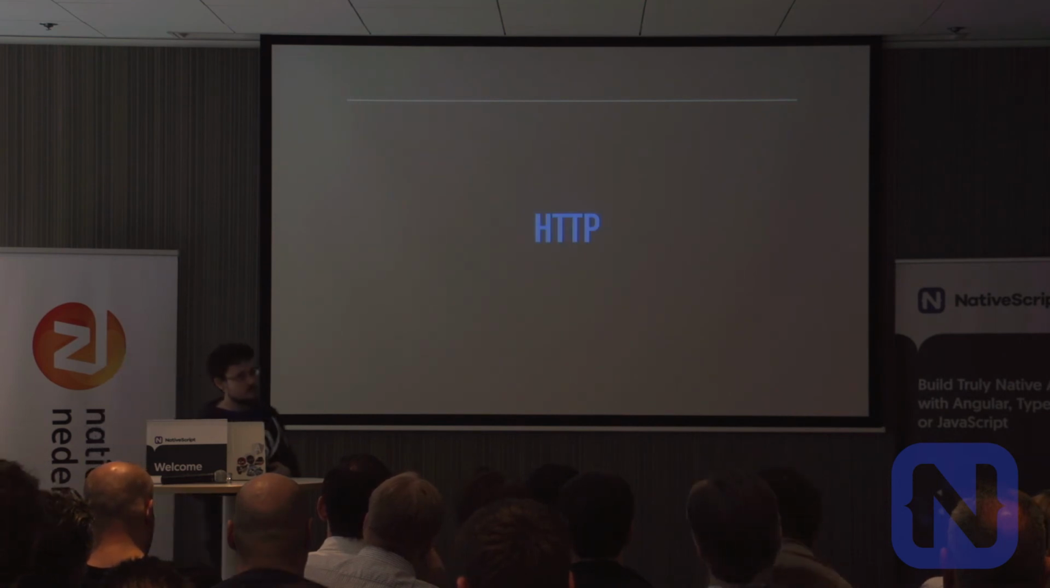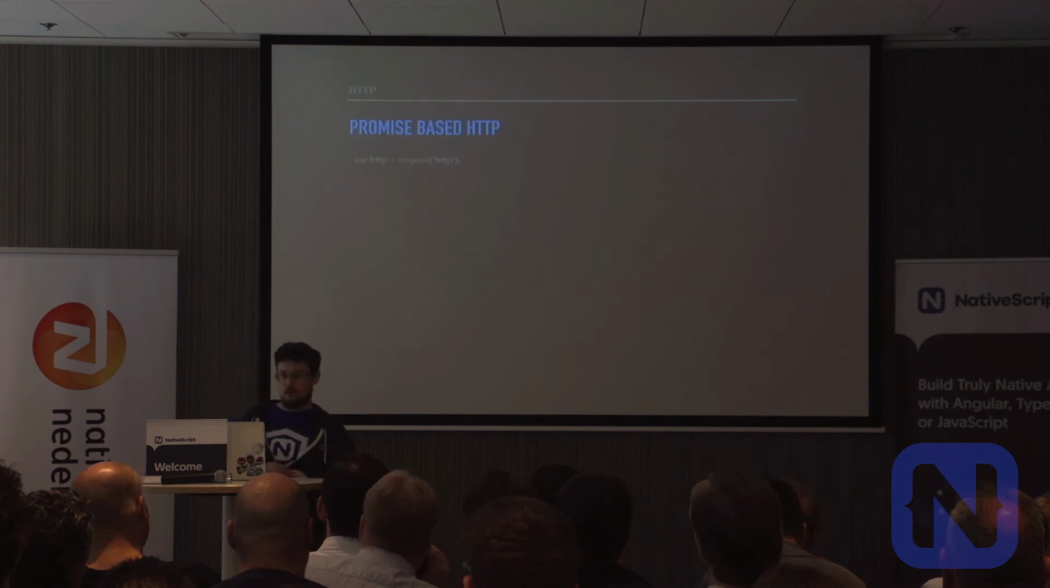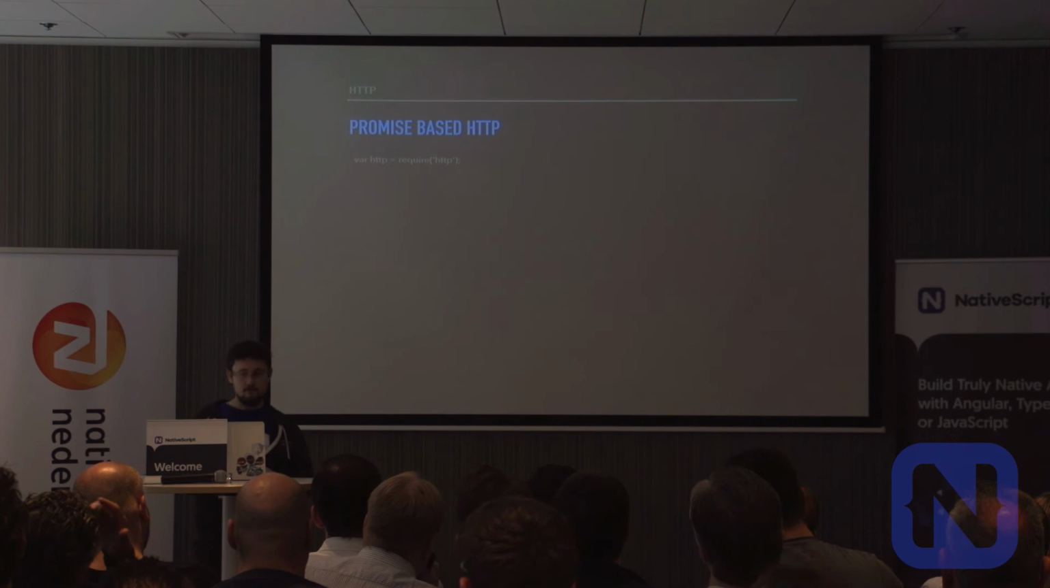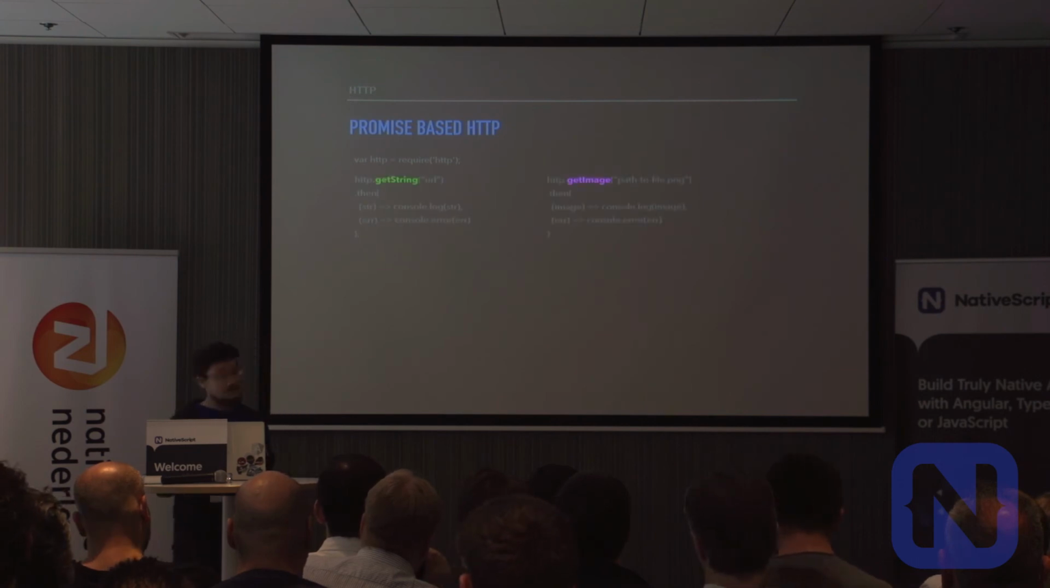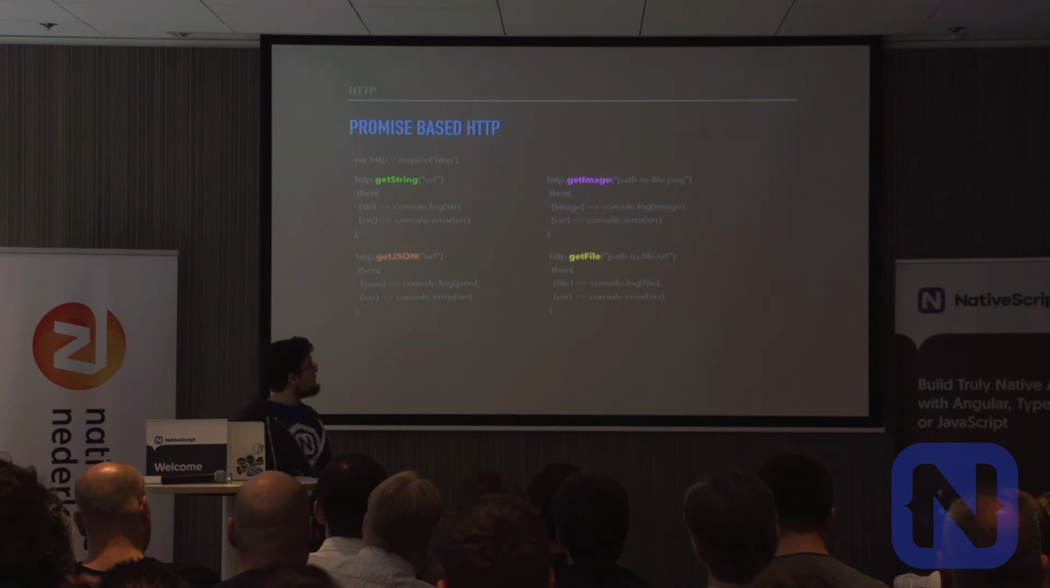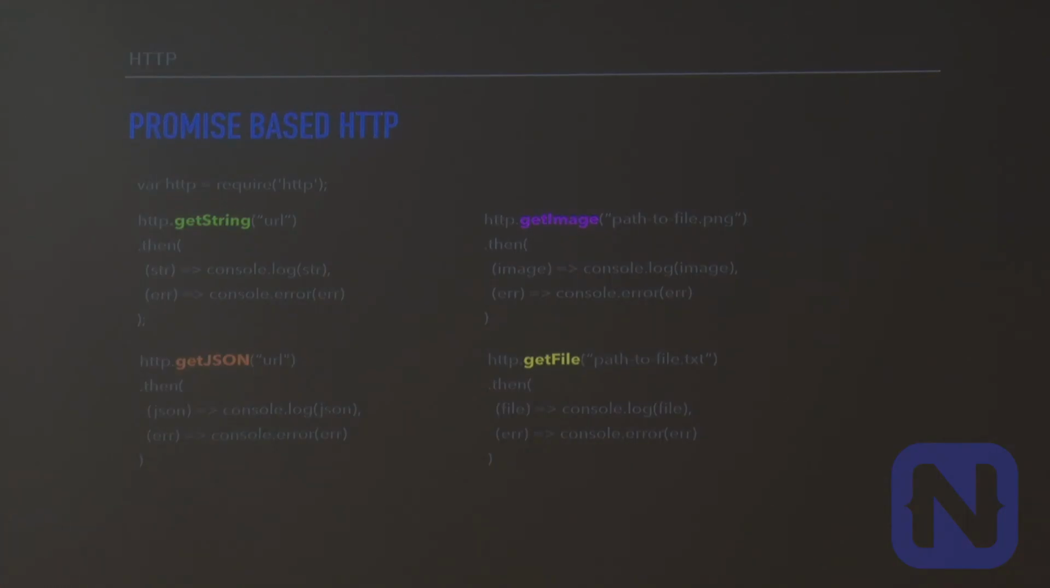HTTP. Again, we have two different alternatives. We have the promise-based HTTP that we could be leveraging if we want. This one comes with a getString method, a getImage one that gives us an image back, the getJSON, and the getFile. So this one gives us some nice and neat methods depending on what we want to do.